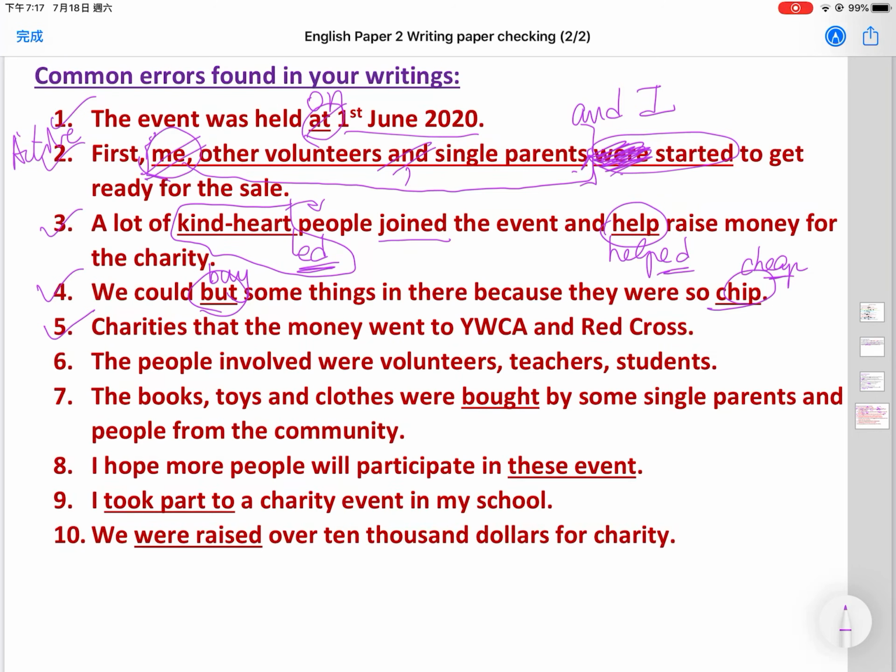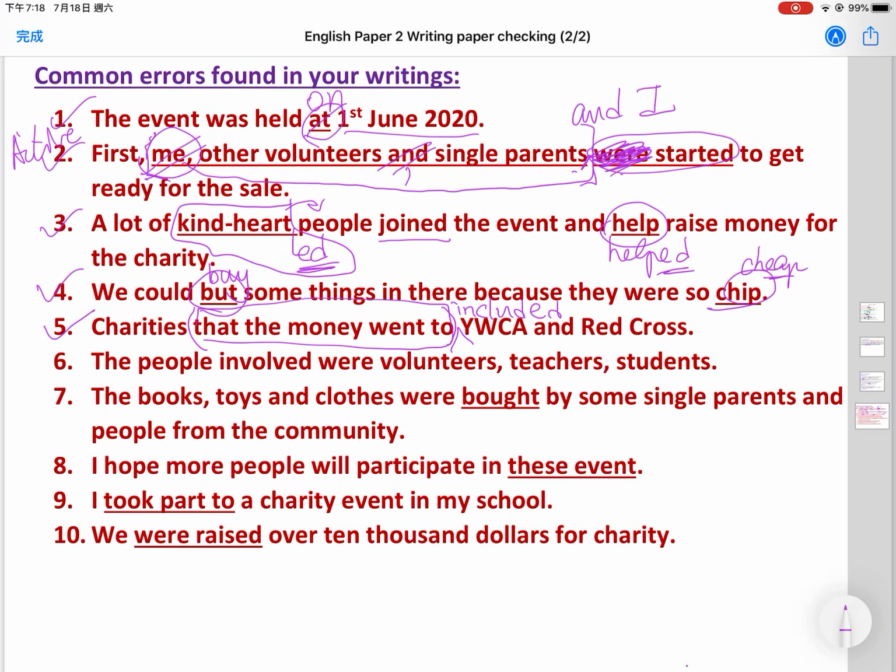And number 5, charities that the money went to, YWCA and Red Cross. Now this sentence doesn't really make sense because something is missing in between. Now "that the money went to" is an embedded phrase added to the whole sentence. It's a clause. So if you take this clause out, then you find that there's no verb in the sentence. So charities, YWCA and Red Cross. Now that doesn't really make sense, does it?